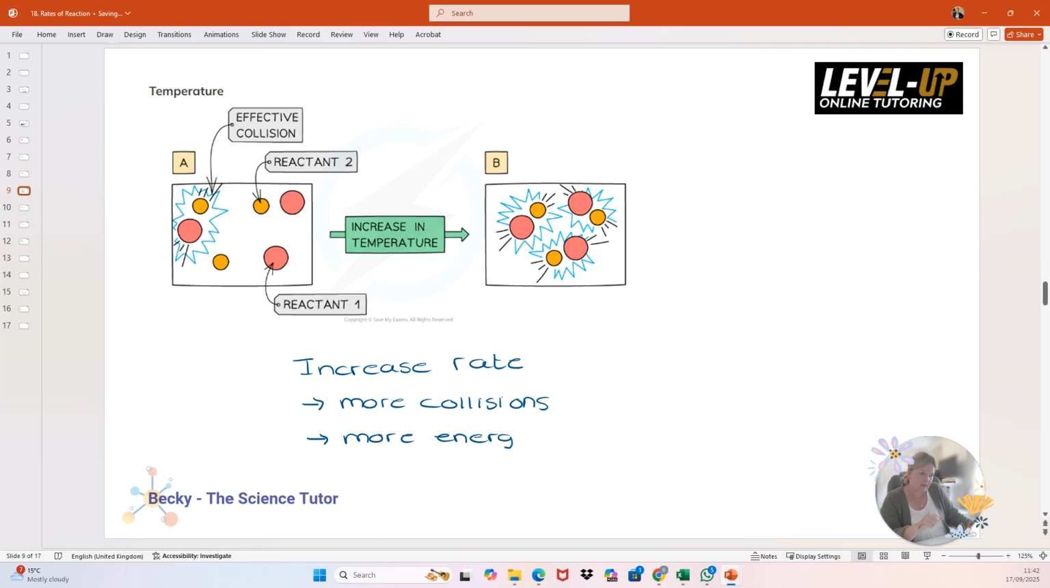And if you think about reactions that you've carried out in the lab, if you want to make them happen faster, think how many reactions we simply just heat up using the Bunsen. All we're doing is just getting that reaction going. We're making those particles move around more, and they're moving with more energy, and therefore more likely to react.